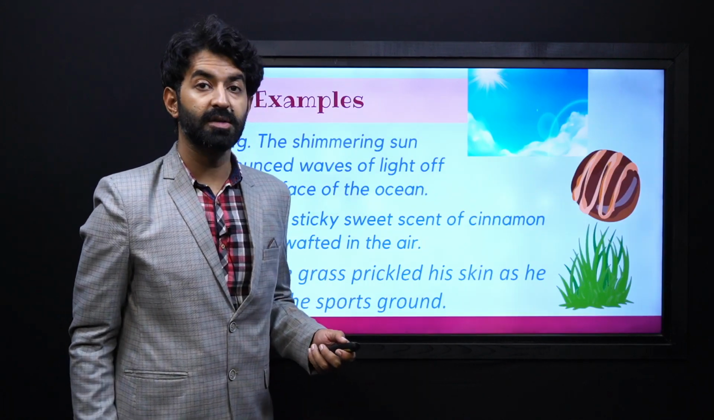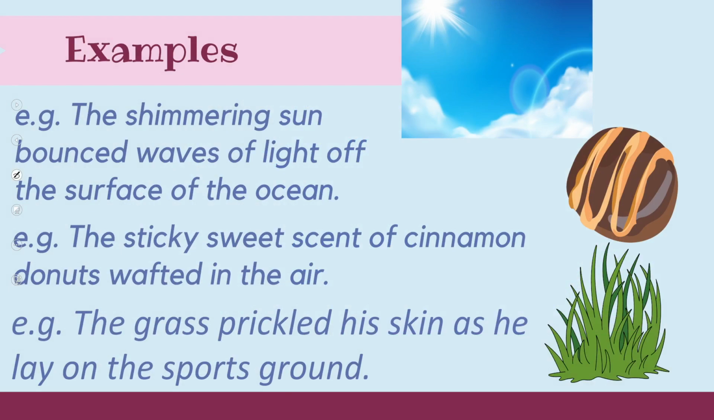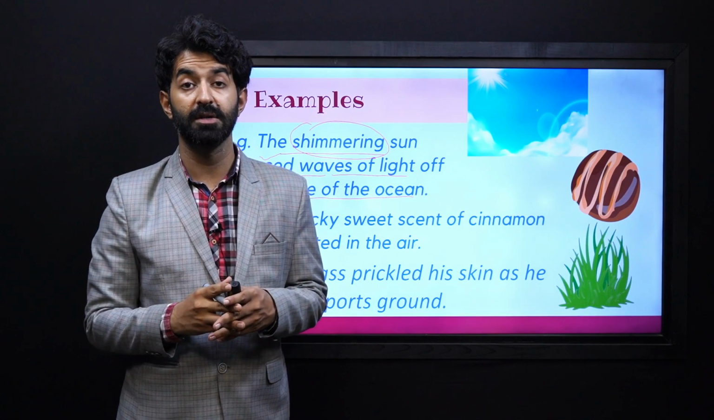Now, here are some examples. Let's go through them together. The shimmering sun bounced waves of light off the surface of the ocean. So these words, shimmering and bounced waves, they are giving us a picture. We have seen the sun when it is shimmering.